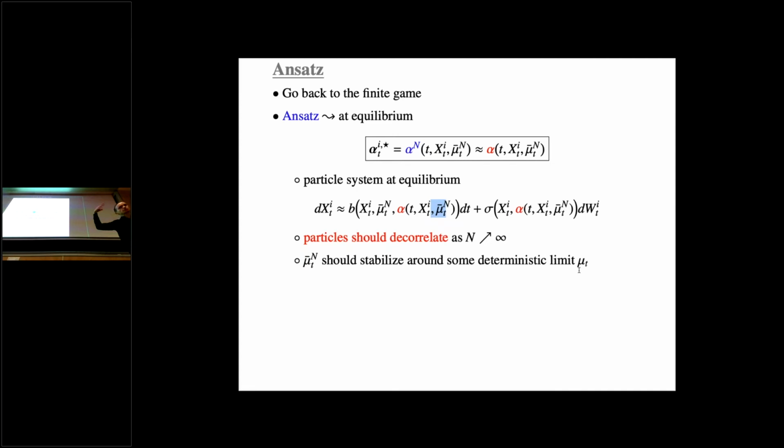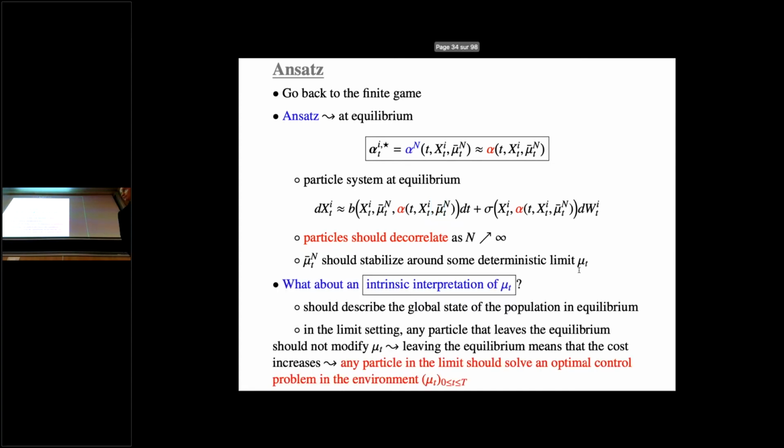To come back to a particle system, you say certainly alpha n is going to stabilize, and then I expect that when n tends to infinity, mu n, which is random, should be very close to something that is deterministic. So in words, I should get the description of the global state of the population in equilibrium by means of this mu t. This is an interesting information, but this is not what I want.